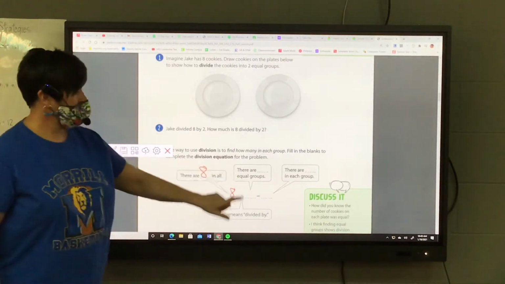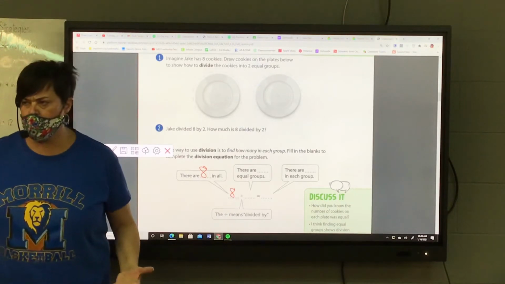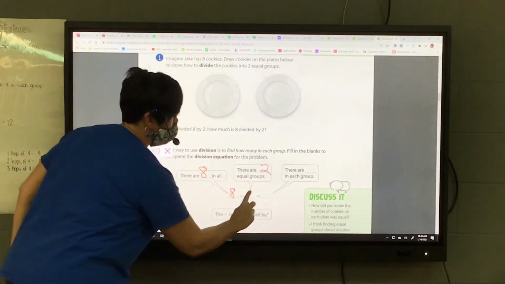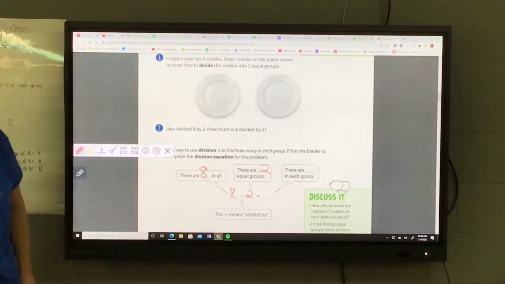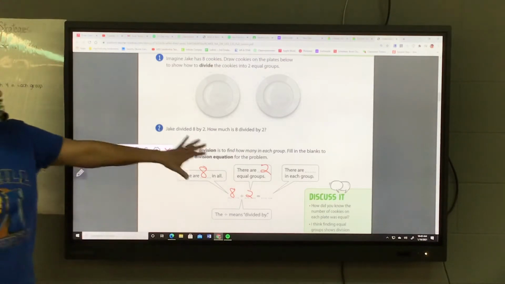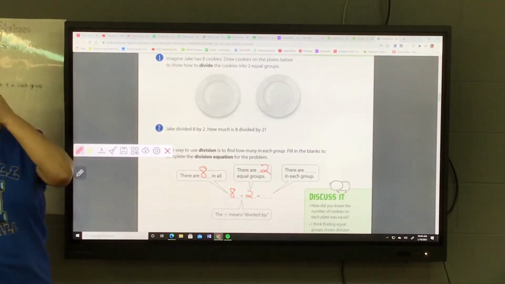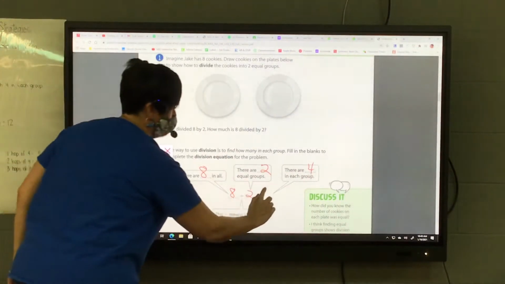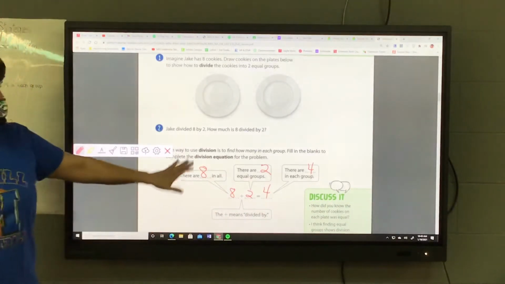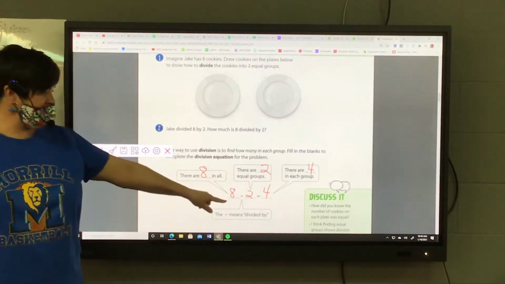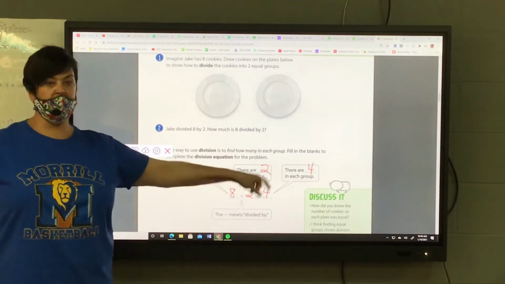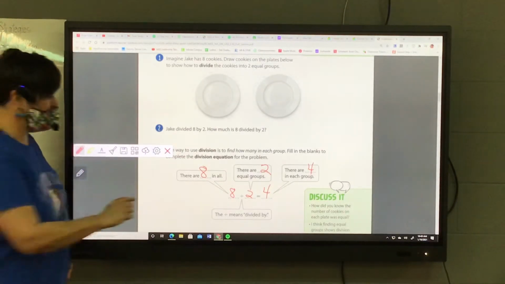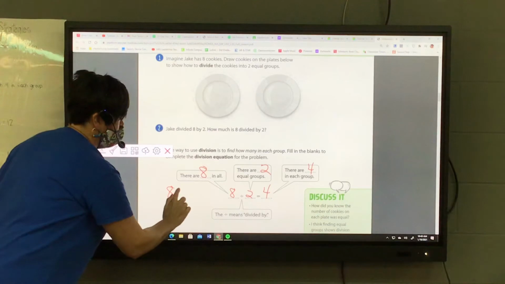The next part. There are how many equal groups? 2. 2 equal groups. And let's bring that down here. How many did we have to put in each group? 4. 4, because we had to do an equal amount. So 8, read this with me. 8 divided by 2 equals 4. Friends, could I write it this way too? If the problem told me to do it this way?